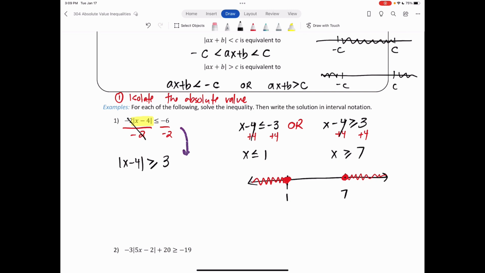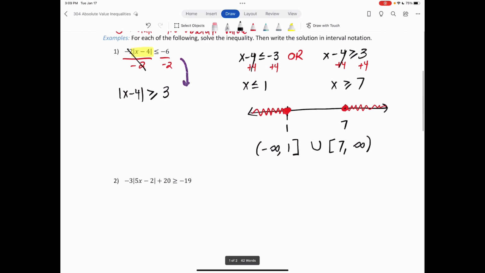So remember, when you get 2 intervals, you put that u in between them. I want negative infinity to 1 with a bracket because I have that filled in circle. And then 7 to infinity. Remember, infinities and negative infinities always get parentheses.